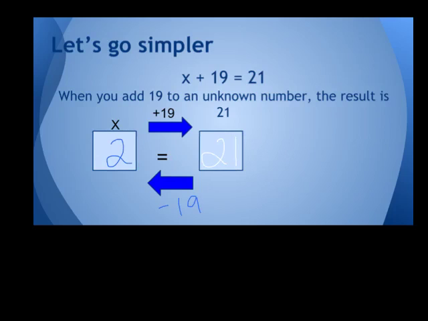So again, looking at this equation, something plus 19 equals 21, you should be able to know that it's 2. 2 plus 19 is 21. But this is how we show the backtracking. What happened to the variable? We added 19, the result was 21. So what do we do to undo add 19? We subtract 19, and that's where we get that 2.